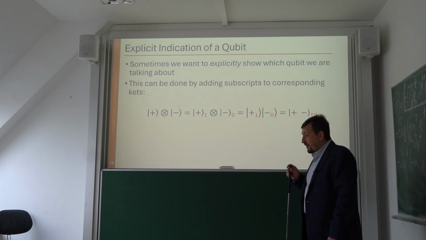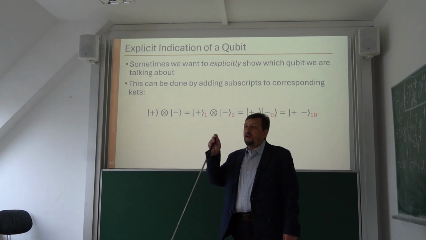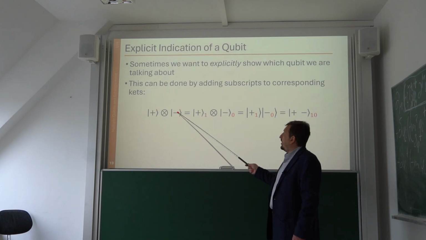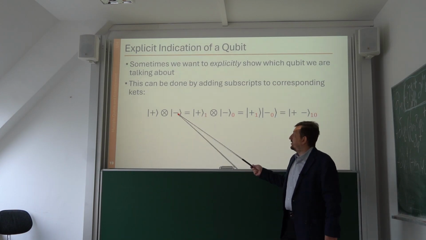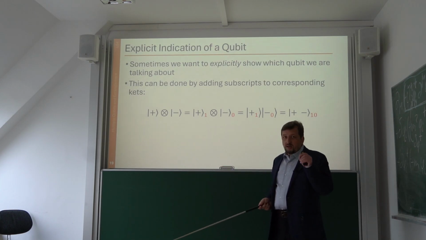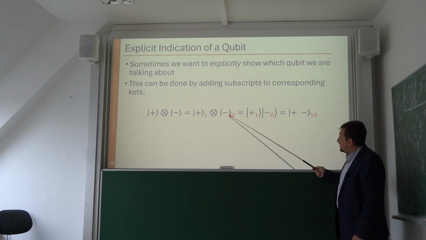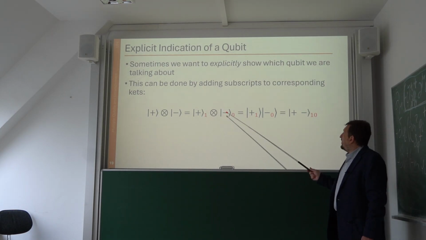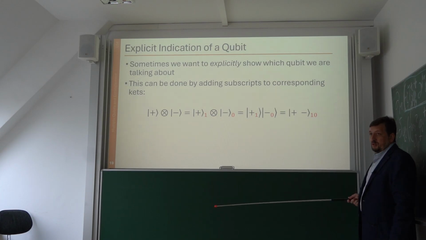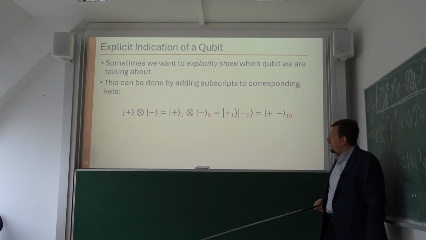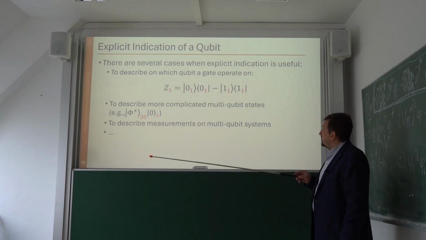There are some cases when we want to explicitly indicate which qubit we are talking about. So in a notation like that, we assume the rightmost position is qubit 0, the next is qubit 1, and so on. There are cases when we want to explicitly say, okay, this is qubit 0 and this is qubit 1. We can do it by adding subscripts like that, and add subscripts for 2 qubits. So why, when is this convenient?